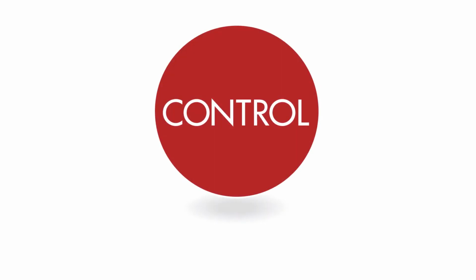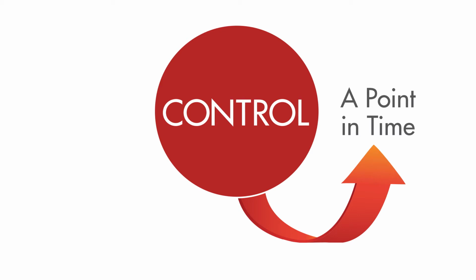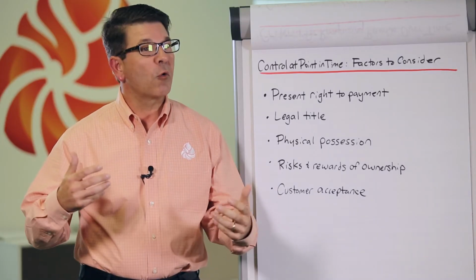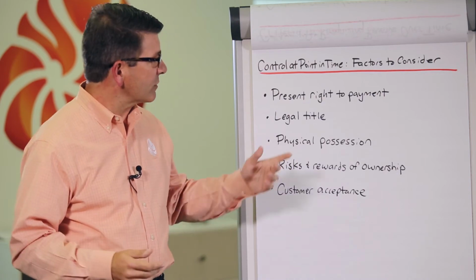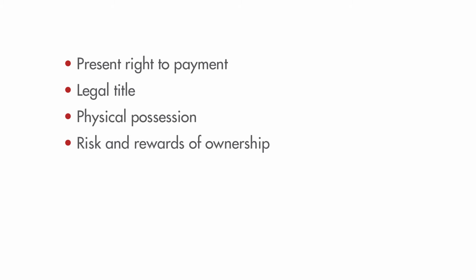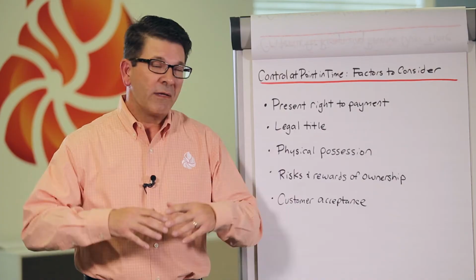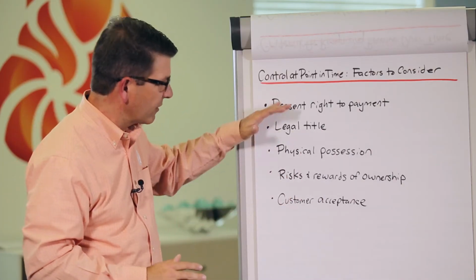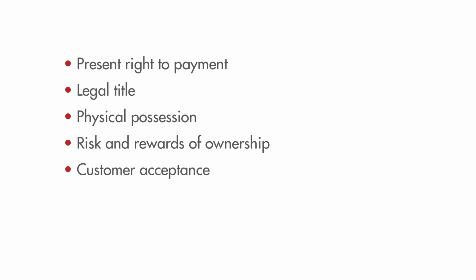Now, if you don't qualify for one of these criteria, you're forced to wait until control passes to the customer at a point in time. What types of factors will we look at to determine when control is actually passed to the customer? First of all, we're going to look and make sure that the entity has the present right to payment. Does the customer have legal title? Do they have physical possession of the asset? Have the risks and rewards of ownership transferred from the entity to the customer? And has the customer accepted the asset? Now, this is not all-encompassing, it's not a checklist, they don't necessarily have to meet all of these criteria, but you're going to have to look and make sure to determine when control passes to the customer.